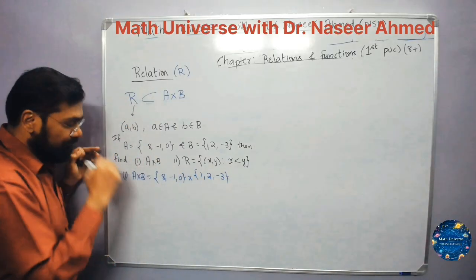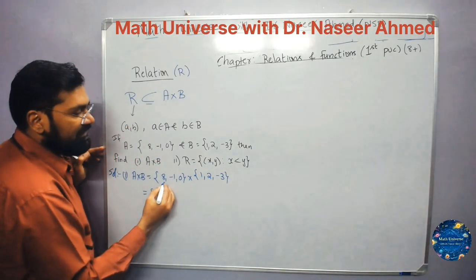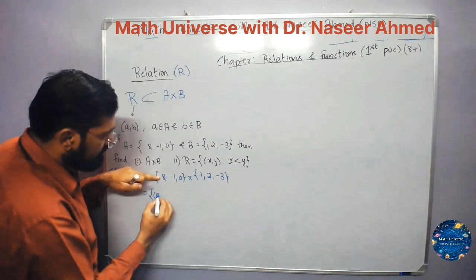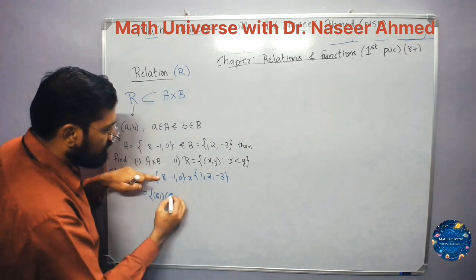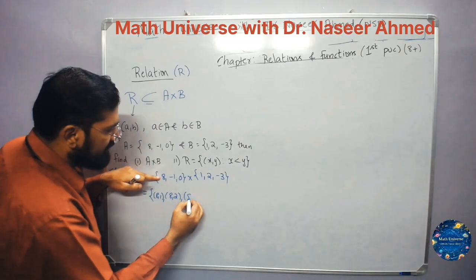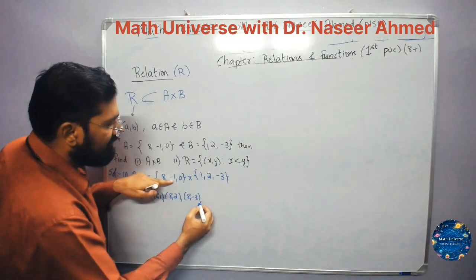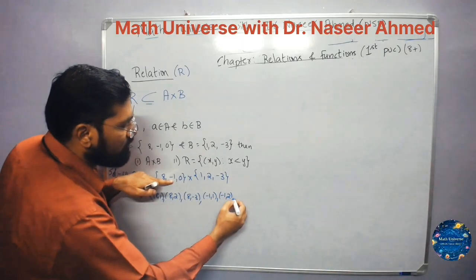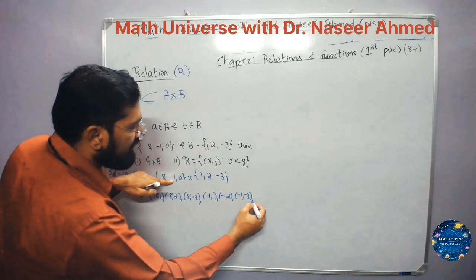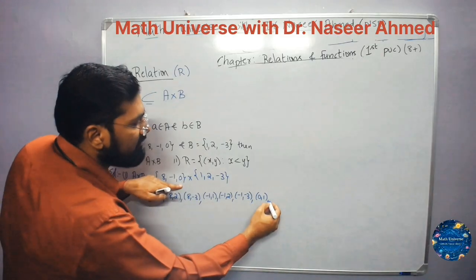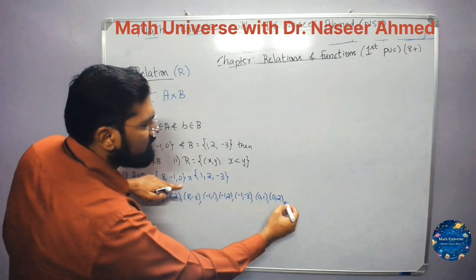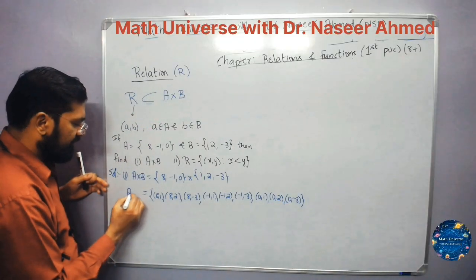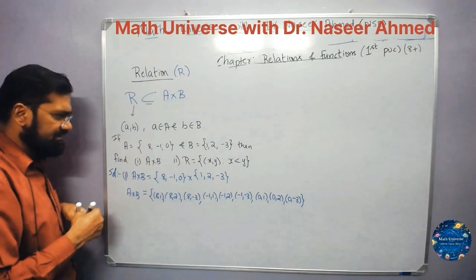Now when I want to pair, see carefully. First element 8 is paired with 1, so 8 comma 1, then 8 comma 2, lastly 8 comma minus 3. Similarly, minus 1 is paired with all of these: minus 1 comma 1, minus 1 comma 2, minus 1 comma minus 3. Last is 0: 0 comma 1, 0 comma 2, 0 comma minus 3. So this is A cross B. First part done. Let us highlight this.